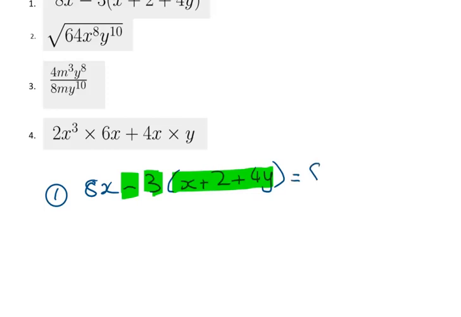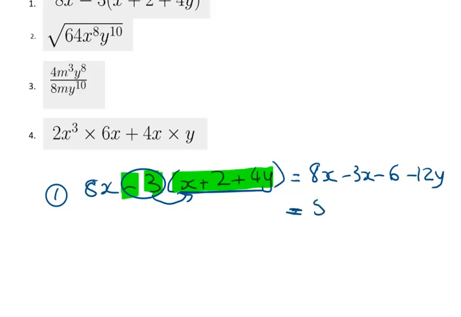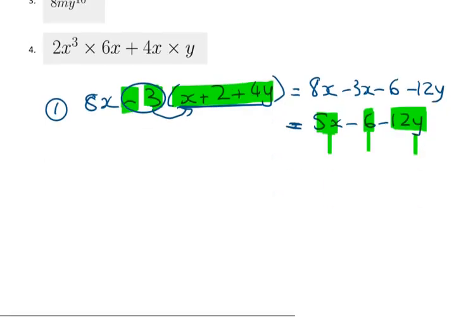My first step is to expand out the brackets. I get 8x minus 3x minus 6, not plus 6, minus 12y, because I'm multiplying this times all of this. The next step is to figure out what our like terms are, and we've got 5x minus 6 minus 12y. Note that these are not like terms. We've got x stuff, y stuff, and constants. So that's as far as we can take that one.